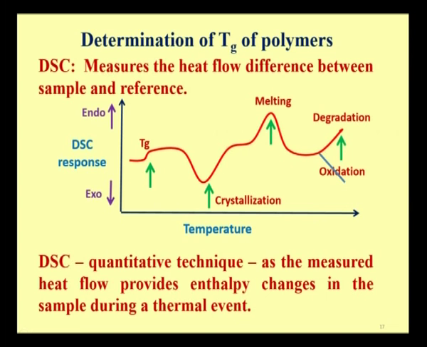Differential scanning calorimeter is a very important method which is very frequently used to determine the Tg values of polymers. Here the DSC measures the heat flow difference between the sample and the reference. In this particular experiment, you have a sample where the polymer sample is placed and you have a reference area where a reference material is placed. What basically happens is, with the increase in the temperature, the various possible endothermic events and exothermic events that are taking place with respect to the polymer sample is measured.